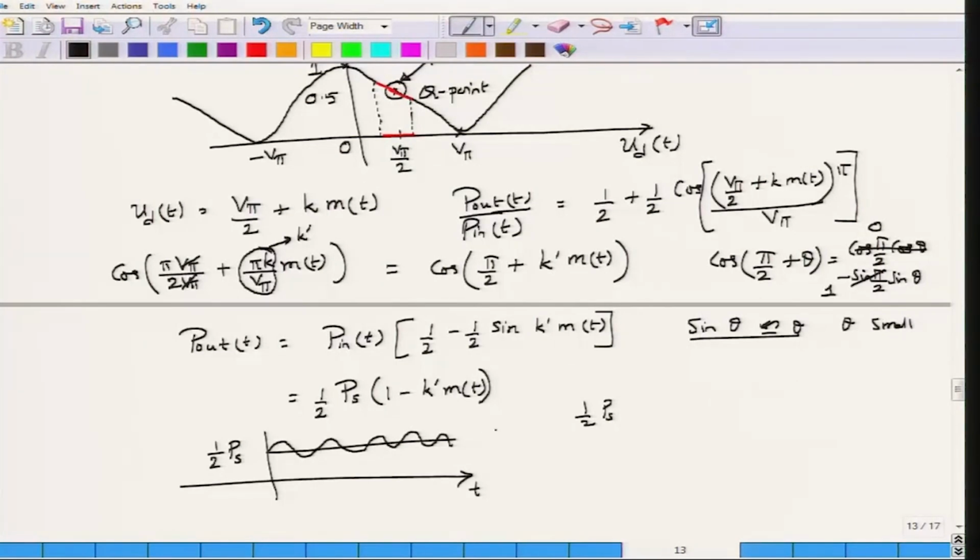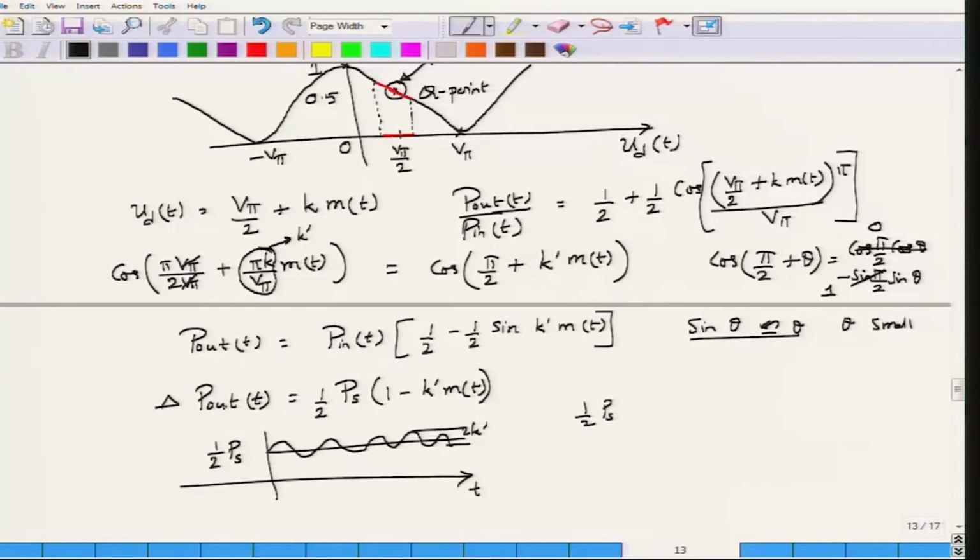You can think of this as the average power, or the power that you would obtain when m of t is equal to 0, and when you apply m of t to be a sinusoidal signal of something, then the fluctuations will have a magnitude of k prime, in the sense that the peak value will be k prime and the peak to peak variation will be 2 k prime. Okay. So, you can see that there is a linear relationship if you are looking at the change in the output power, rather than looking at the output power itself.